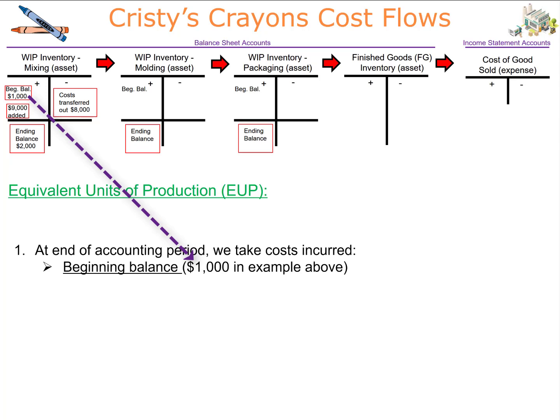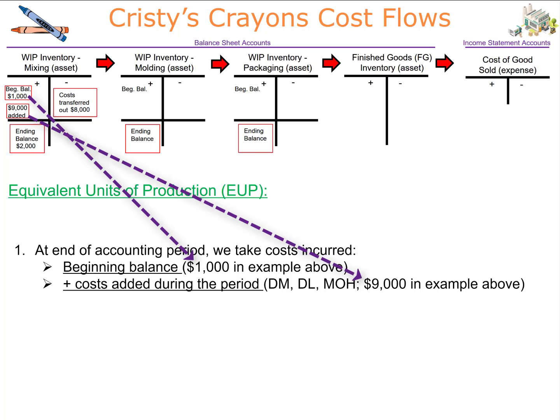In this example, the beginning balance was $1,000 of partially completed crayons. Then we add the costs that were added during the mixing process, which includes direct materials, direct labor, and manufacturing overhead. In our example, these additional costs were $9,000.